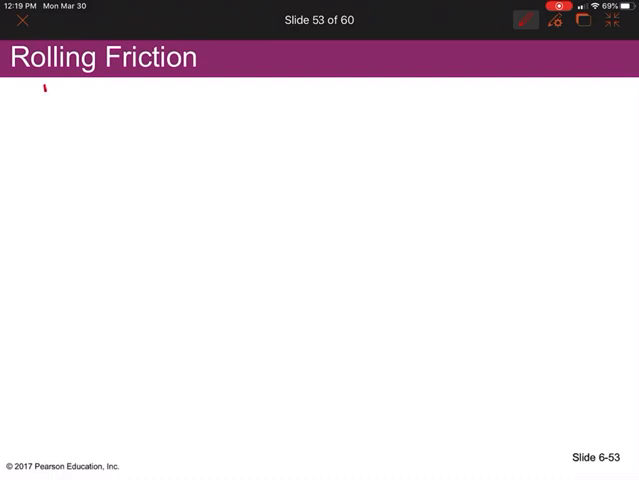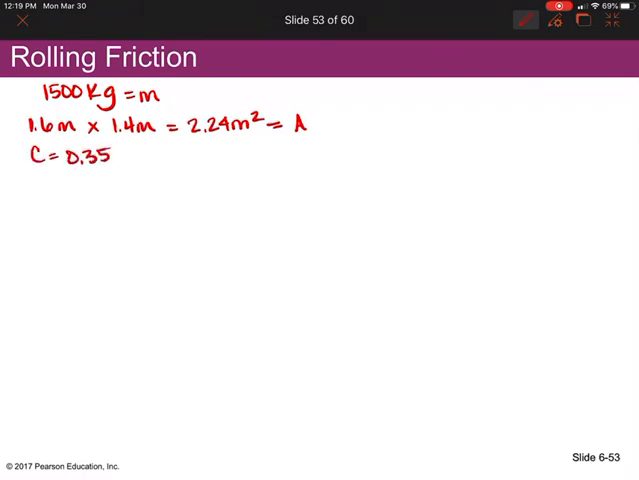Okay. So I'm giving you a blank slide here so we can write some of this stuff down again. So we've got a 1,500 kilogram car. So that's our mass. And it's telling us that the car is 1.6 meters wide by 1.4 meters high. If you multiply those together, then you would get 2.24 meters squared. So this is our area. The drag coefficient that it gives is 0.35.